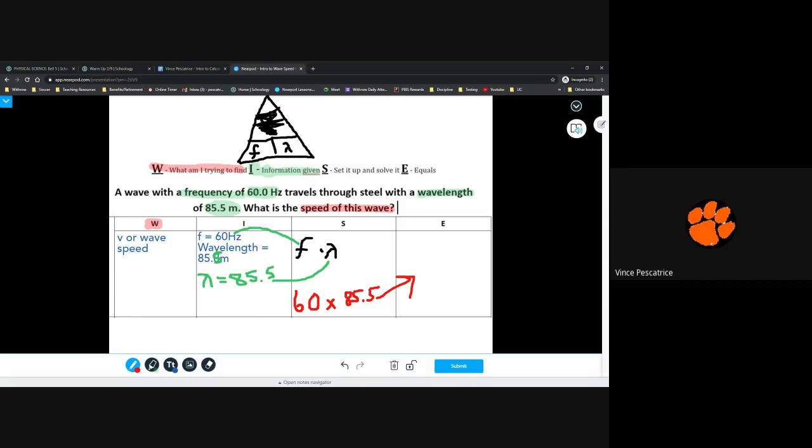So this is what I expect it to look like. If you're typing it in, you can type this stuff out. You can just do frequency times wavelength, and then put the numbers below. But this is how I want you to do it. It organizes all the information you need into some very, very easy to understand steps.